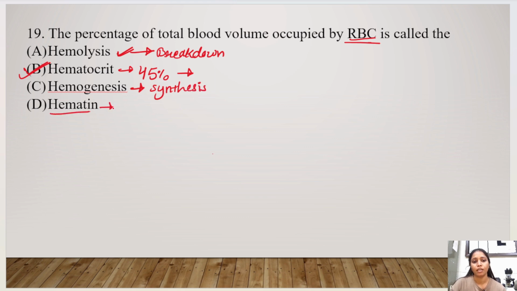Hematin is a component of hemoglobin, so this is not the answer. So the percentage of total blood volume occupied by RBC is called the hematocrit value, which we also test in our laboratory as well as in hospitals. We calculate the hematocrit value. So this option is the correct answer.